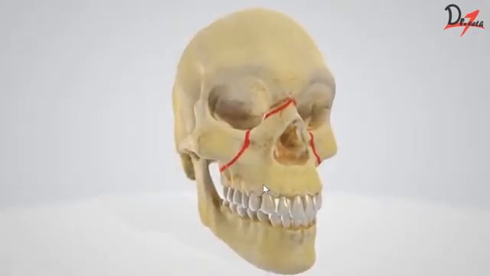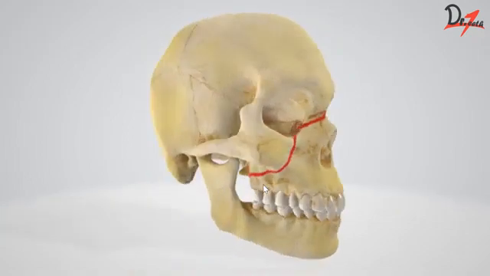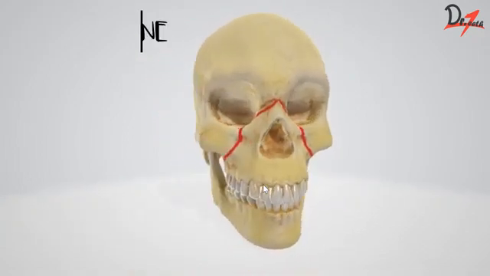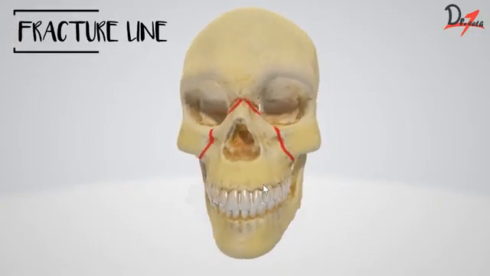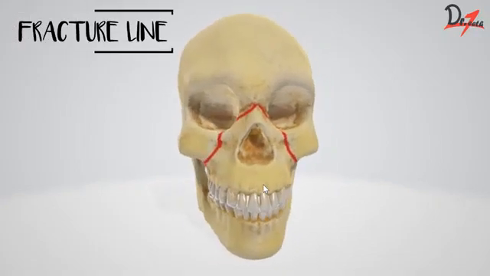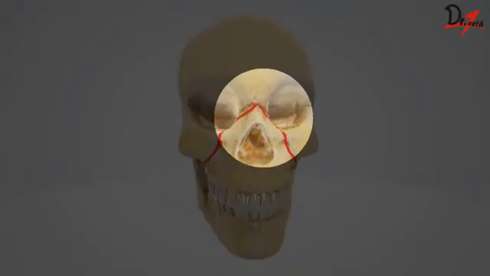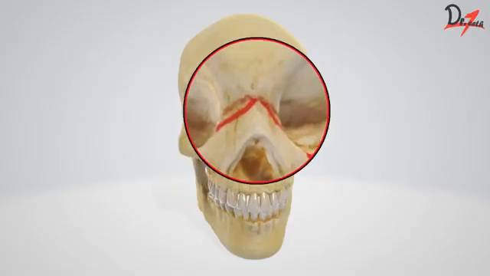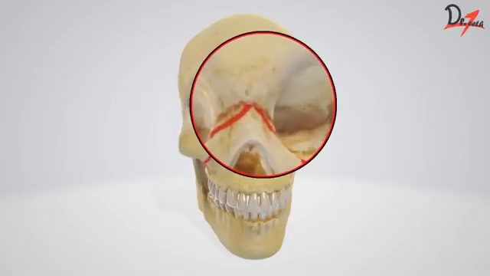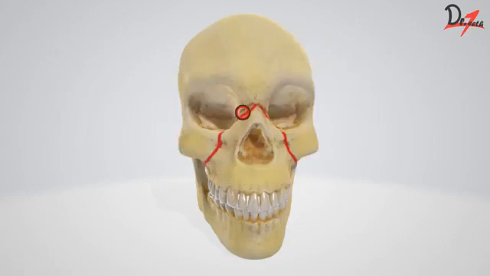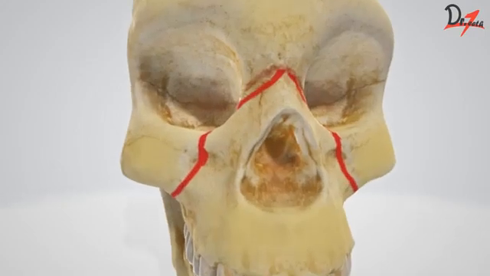Okay, so here we can see that this is our malnourished model. So let us try to understand the fracture line in the Le Fort 2 fracture. Now Le Fort 2 fracture happens whenever there is a blow near the level of the nasal bone. So as you can see here, this is our frontonasal suture in brown. Okay, so our fracture line, it will run, let me just zoom in. Okay, so here we go.